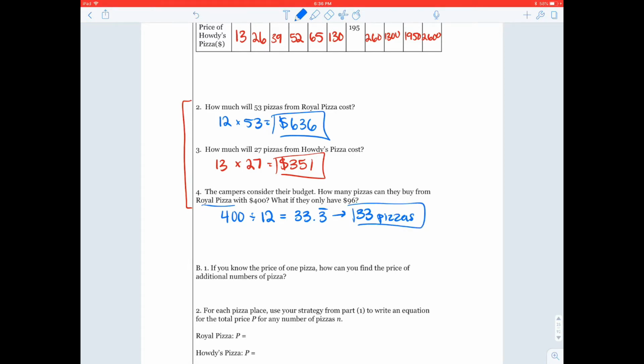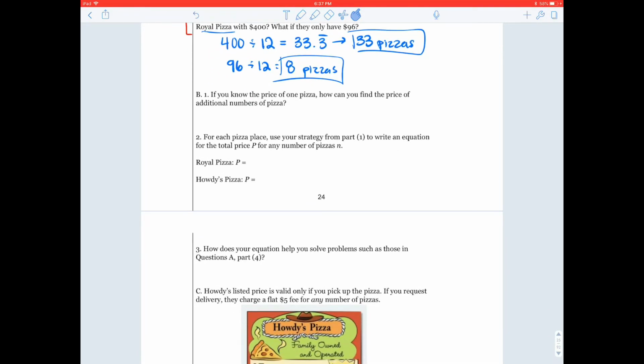Okay, the next question said, what if they only have $96? Similar process, we want to spend only $96, so we're going to see how many pizzas we can buy by dividing it by 12, and this gives me 8. So 8 total pizzas. Okay, we are on question B1.